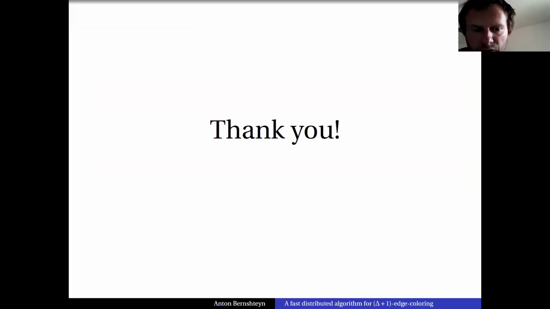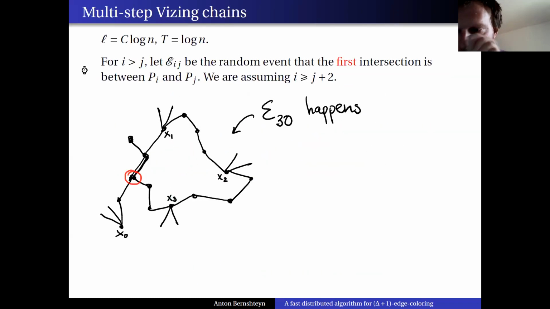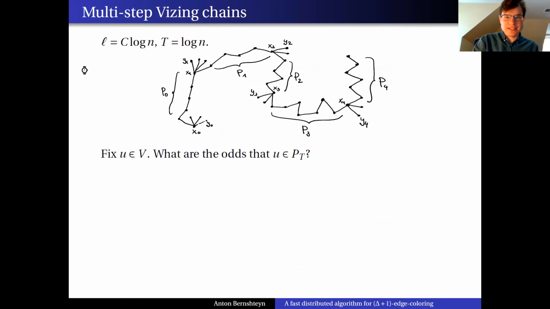Okay, so thank you a lot, Anton, for a beautiful talk. Maybe let's go through questions if there are any in the audience. So yes, there is one question. The question is whether or not two paths could intersect in two adjacent edges.